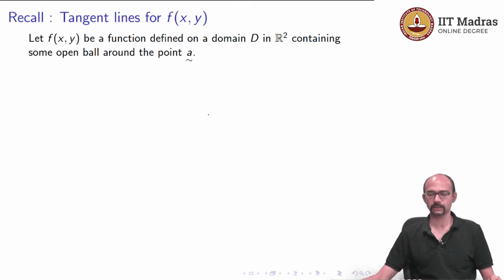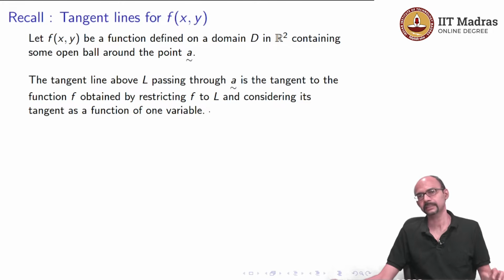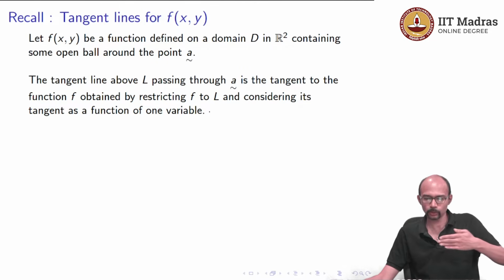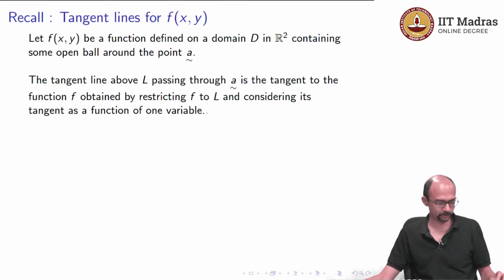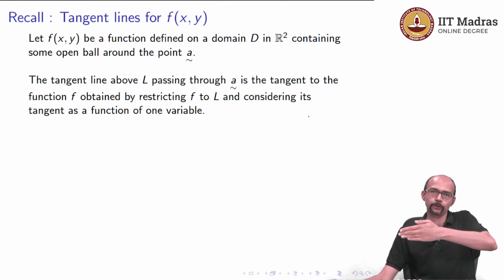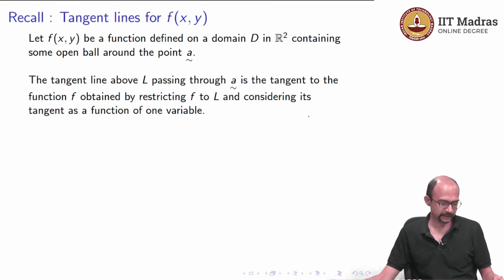Let us recall first, we talked about tangent lines in the previous video. Suppose you have a function of two variables x comma y. The notion of a tangent line was that you take a line L passing through this point a tilde, which you can think of as (a, b), and you restrict your graph to only the plane above that line. Once you do that, it becomes a function of one variable, and for a function of one variable we know exactly what it means for a tangent line to exist and how to write it down in terms of its algebraic equation.